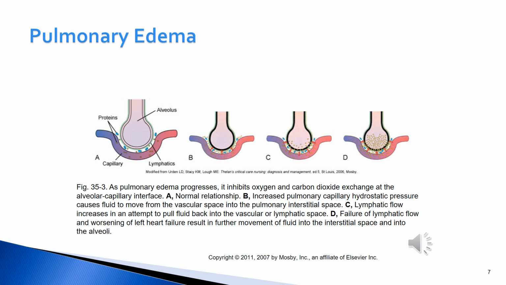All right, so this figure here, 35-3, this is a good visual. It talks about the normal relationship that the capillaries, the lymphatic system, and the alveoli play. And you can see A is your normal relationship or normal healthy alveoli, and then it goes all the way to D, where it's a failed working relationship and system. So if you want to read a little bit more about that to have an understanding there, that would kind of help clear the air. So like I said, A is your normal healthy relationship, and then B, C, and D progressively worsen.